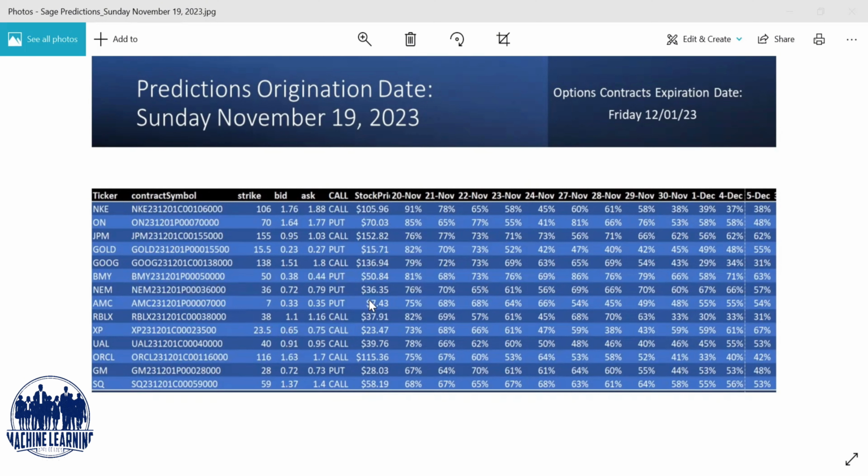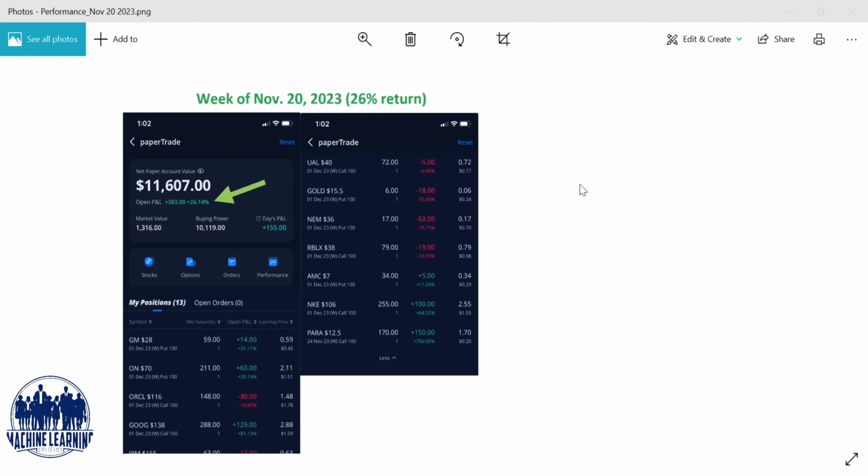Now, let's go ahead and talk about numbers. Let's talk about performance. How did these predictions actually do? I'm just going to go ahead and show you the results or the performance for this particular week for these predictions. Now, let's talk numbers. Let's go ahead and look at the performance of these predictions.